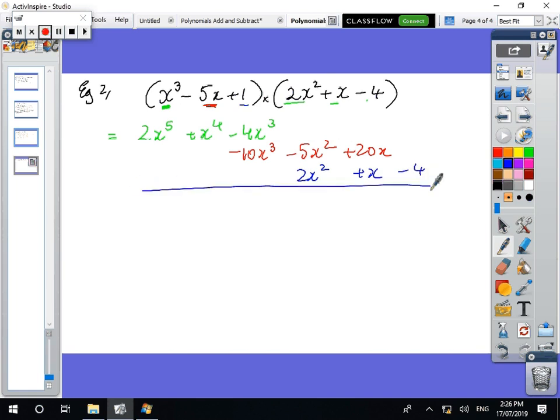And then you just add up the terms and you get 2x^5 plus x^4 minus 14x cubed minus 3x squared plus 21x minus 4. Okay, so that's your multiplying polynomials. The secret is go vertical, don't go horizontal. Thanks, bye.